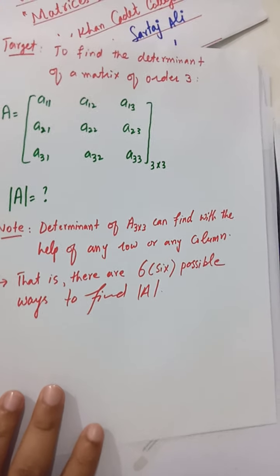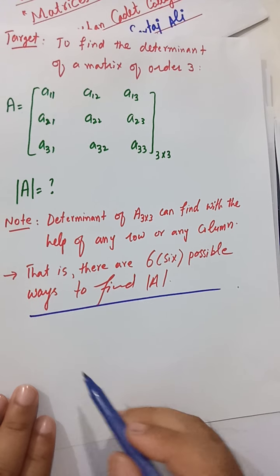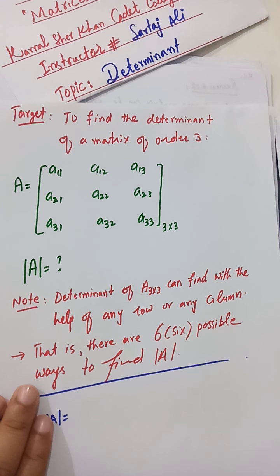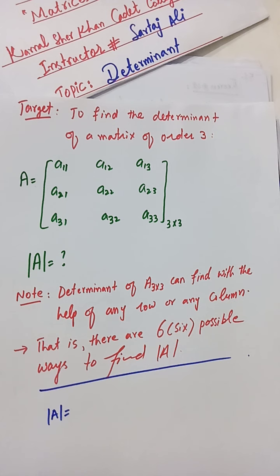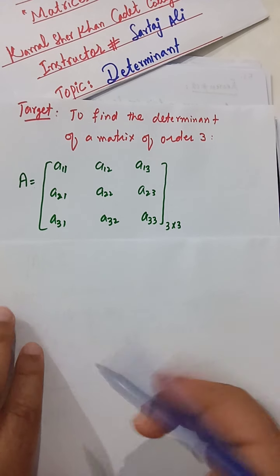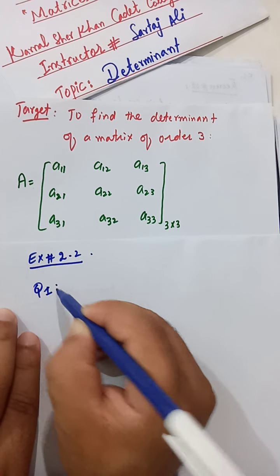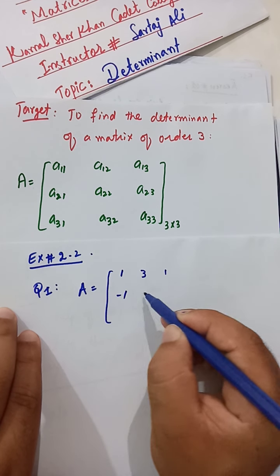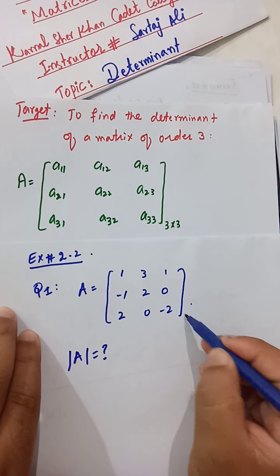I am taking an example. Let's say I am considering the matrix which is given in exercise 2.2 question number 1, the determinant of matrix A. This is 1 3 1, minus 1 2 0, 2 0 minus 2. The target is to find out the determinant of this 3 by 3 matrix.